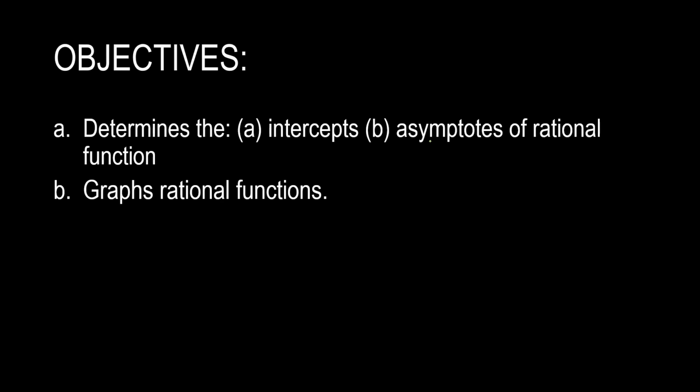Let's continue our discussion. Since we are already done with the definition of a rational expression, rational equation, and rational functions, and we already know how to solve for x given a rational equation, now let's move to determining the x-intercepts and y-intercepts, the vertical asymptotes, horizontal asymptotes, and oblique or slant asymptotes of a rational function. Once we determine those, we're able to graph rational functions. These are our objectives for this video.